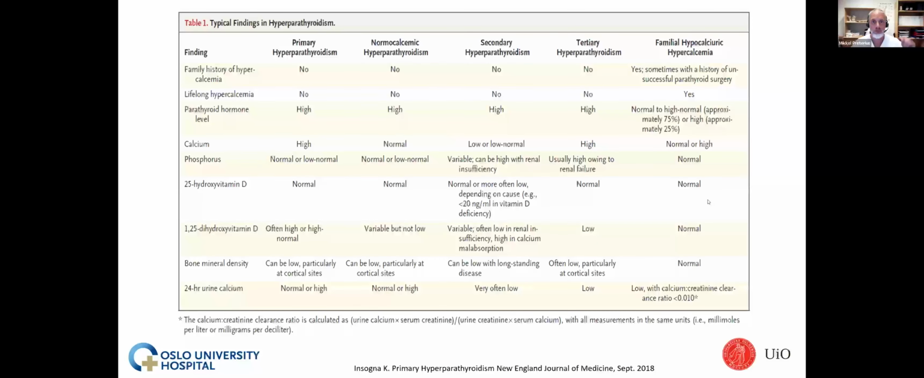I will not go into the differences between primary, secondary, and tertiary hyperpara or normocalcemic hyperpara. You can read this beautiful publication by Carlin Sogna in New England. And in about 14 minutes, we will hear lots more about FHH.